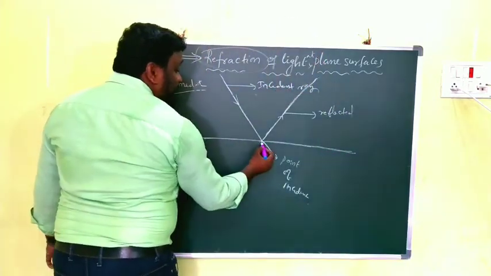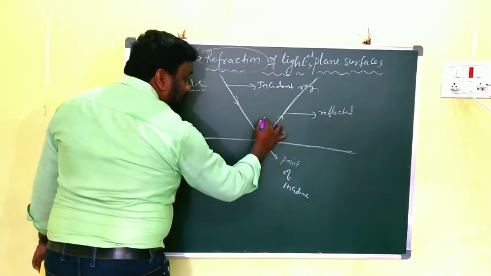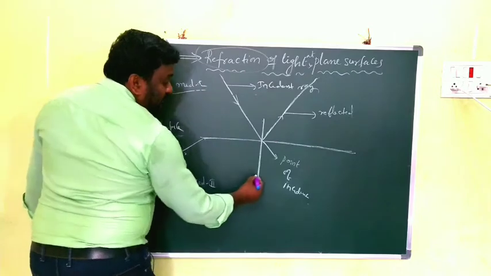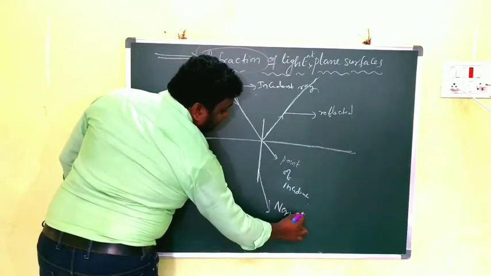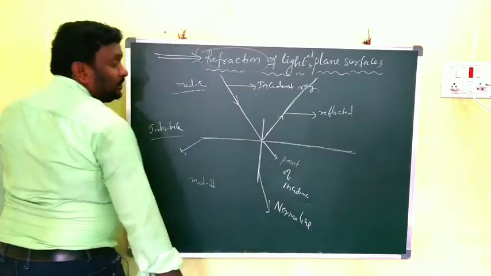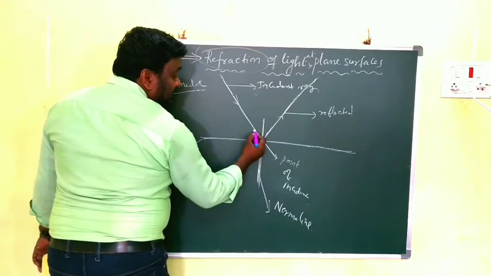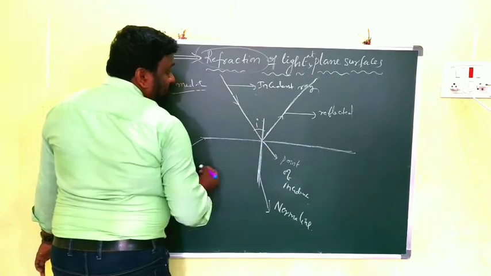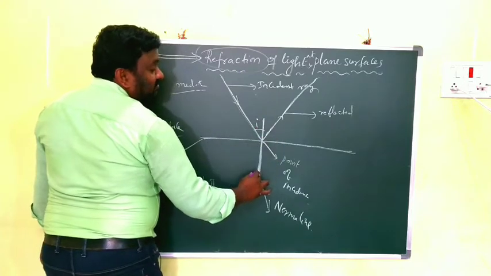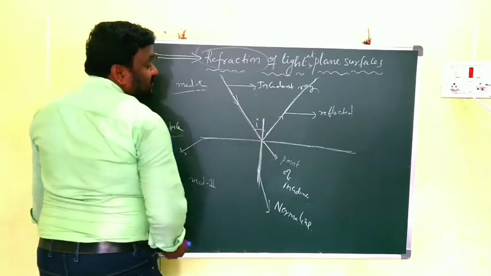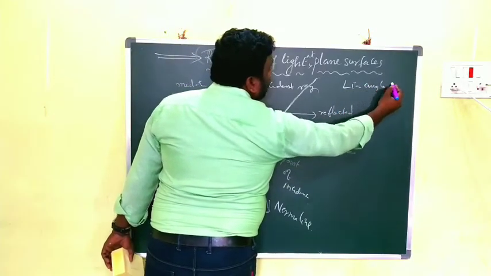At this point I am drawing one normal. This line is the normal line. At the point of incidence you have to take the normal line. So this is the normal line and this is the incident ray. The angle between these two is called the angle of incidence. What do we call it? Angle of incidence.